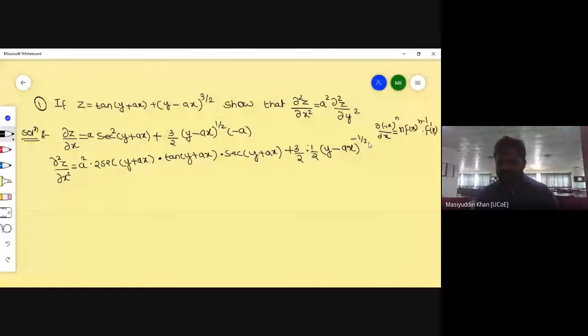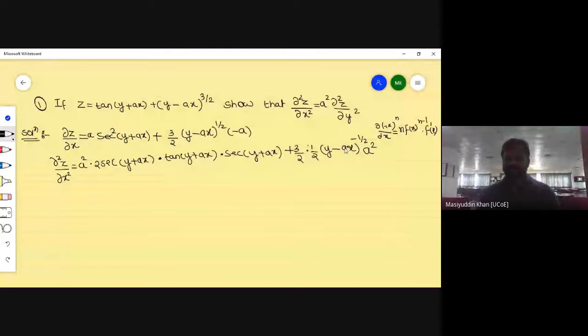यही वाला रूल अप्लाई यहाँ पे किया गया है, n into f of x to the power n minus 1, तो half comes forward, y minus ax raised to power 1 by 2 minus 1, it will be minus 1 by 2, and the derivative of y with respect to x, you will get what? Y will become 0 and the x derivative will become 1, so you will get minus a, so minus a into minus a, it will become a square.